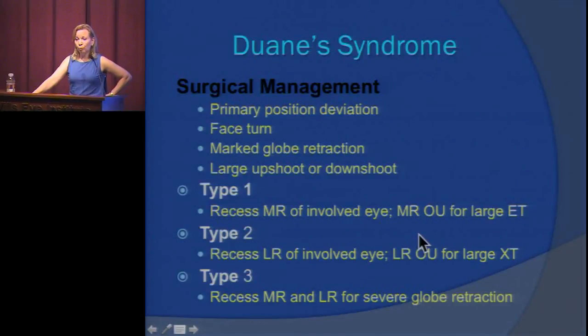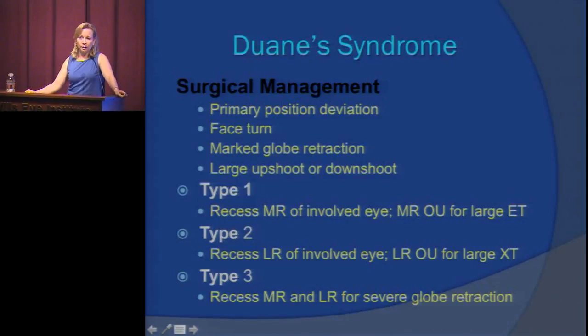They can have marked globe retraction. They can also have a large upshoot or downshoot, which we already talked about. In type 1, where there's an esotropia present, you'll want to recess the medial rectus of the involved eye. For a large esotropia, you may need to recess both medial rectuses. For type 2, you'll want to recess the lateral rectus for an exotropic eye. And again, with a large deviation, you want to consider recession of both lateral rectuses.